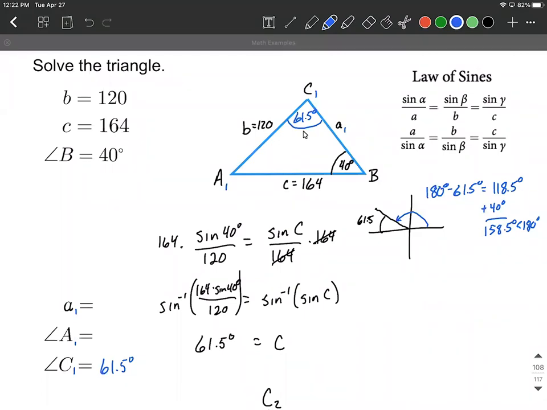All right, so the next thing that we can calculate in this triangle is we know two of our three angles. We also should know that our angles have to add up to 180 degrees. So our angle A1 can be 180 minus the two angles that we know, the 61.5 and the 40 degrees. So angle A can be calculated in this situation to be 78.5.